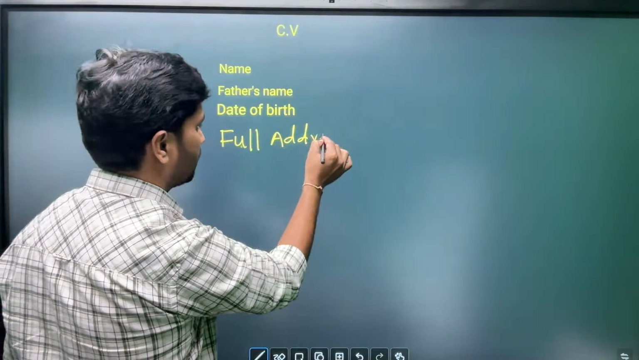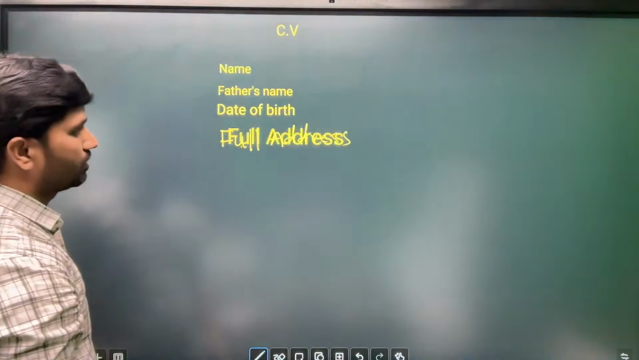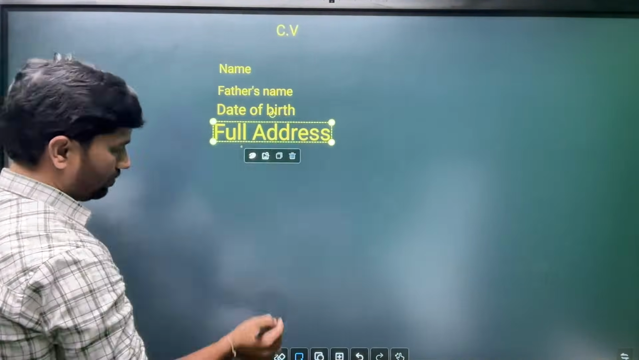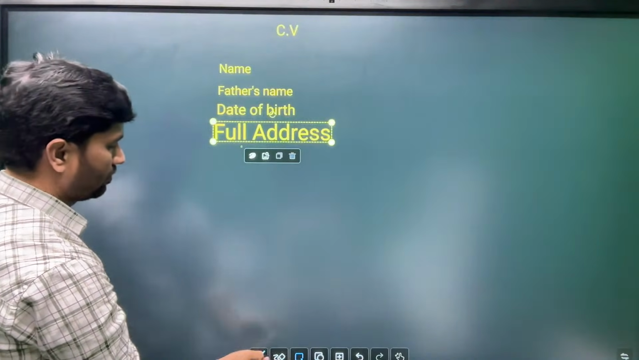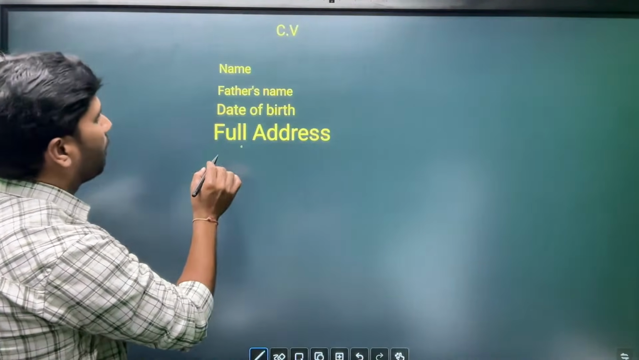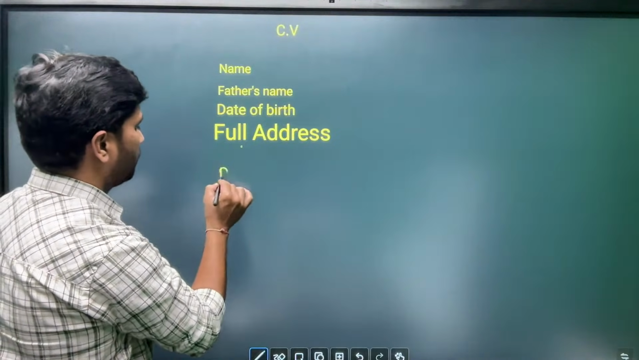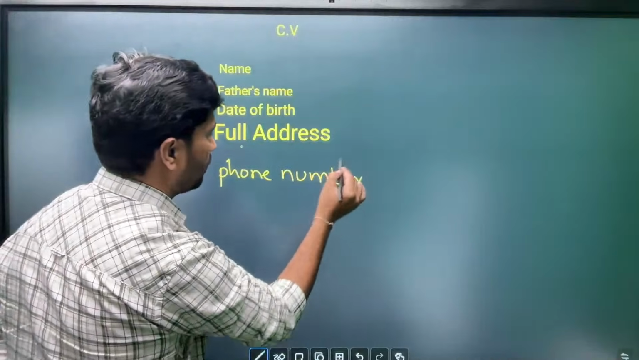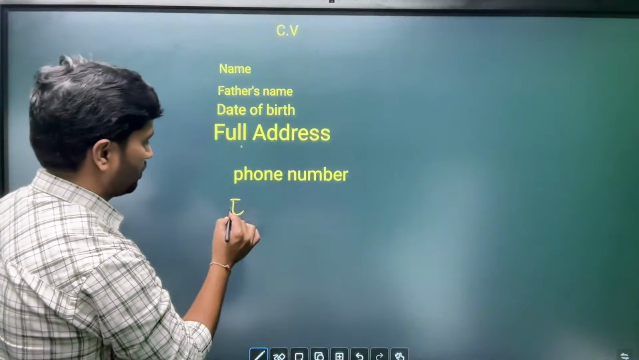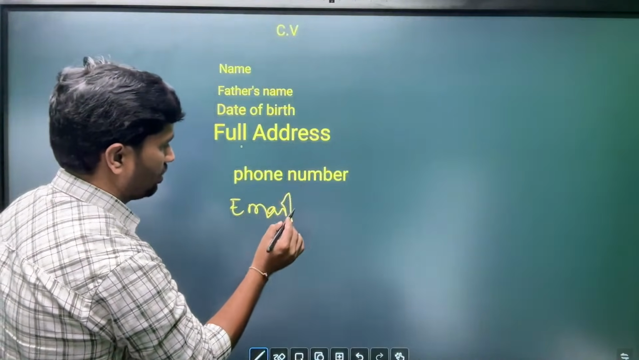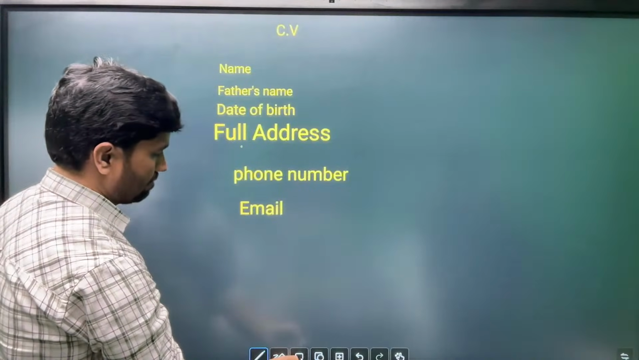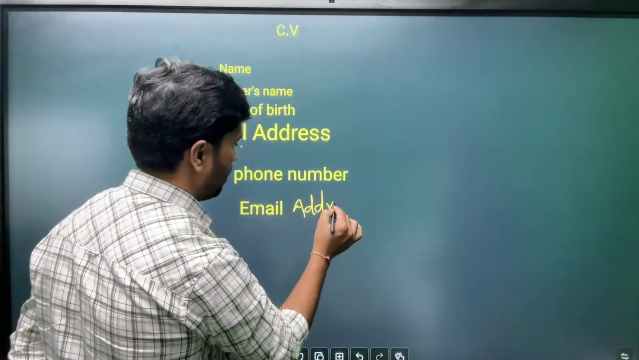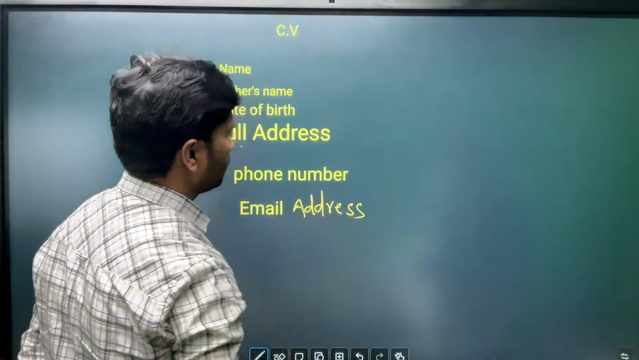Full address. And mobile number or phone number. And email address.